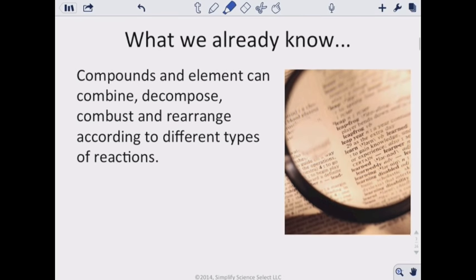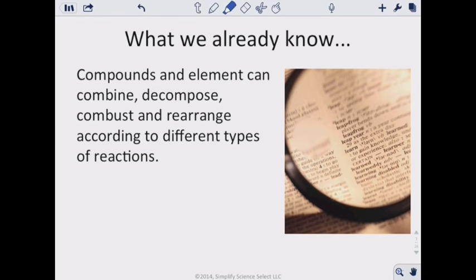So jumping into this, what we already know. Compounds and elements can combine, decompose, combust, and rearrange according to the different types of reactions. And so those different types we talked about were single replacement, double replacement, synthesis, decomposition, and combustion. And so we know that they can react according to those ways.